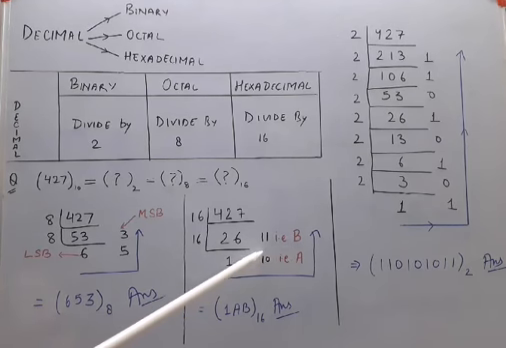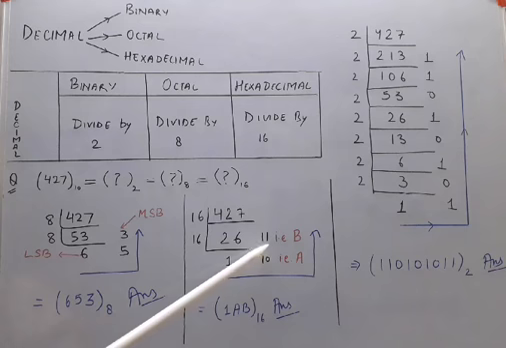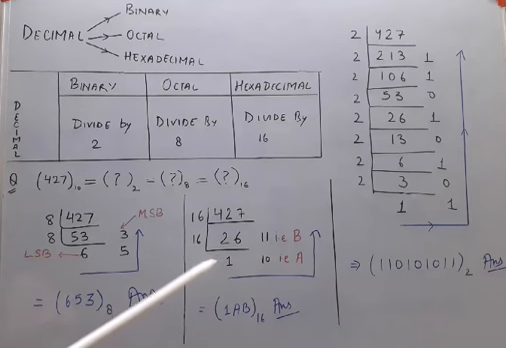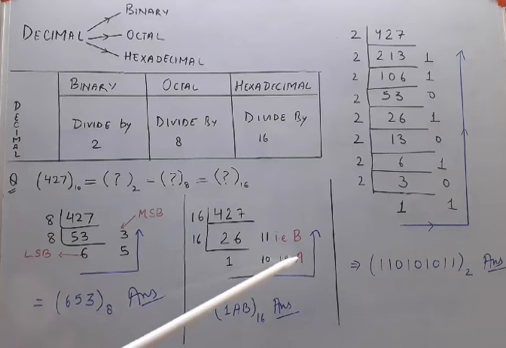Because if you write 11, then it will not be considered 11, it will be considered as 1, 1. So remember that if your remainder is 10 to 15, then write the corresponding alphabet. Okay. Then 26 is divided, 1 came the quotient and remainder is 10. So 10 means A, so A is written.